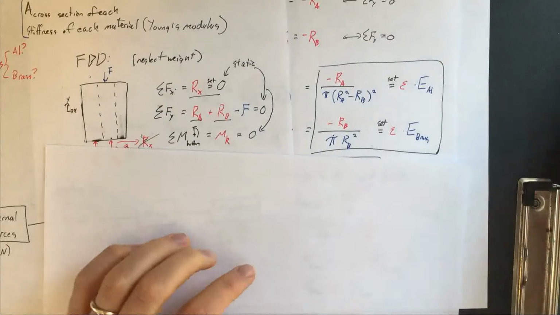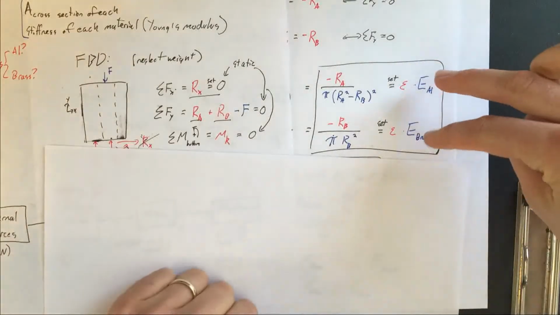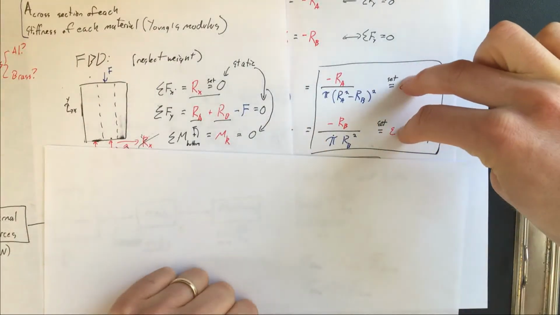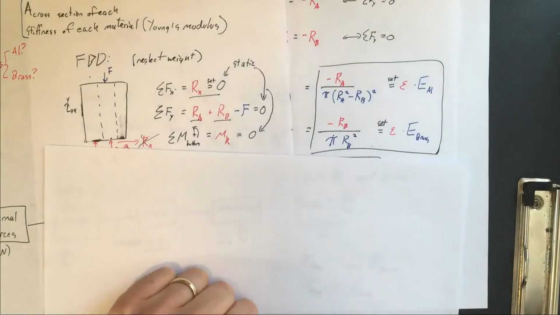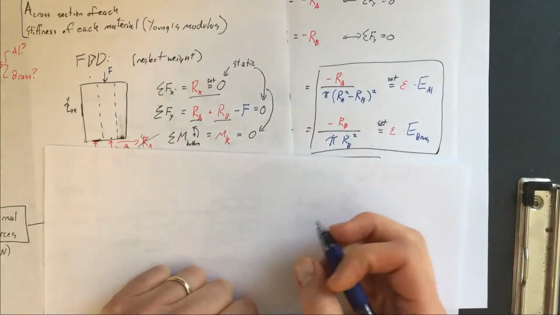We have 3 equations and 3 unknowns. So first, what I'm going to do is solve each of these for strain and then set them equal to one another. So what do we get when we do that?